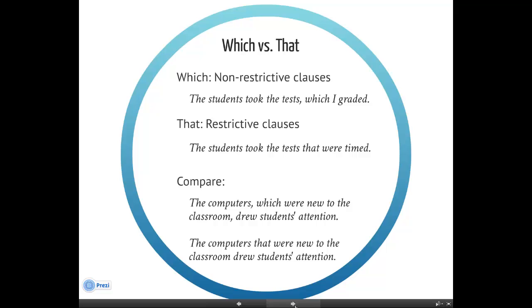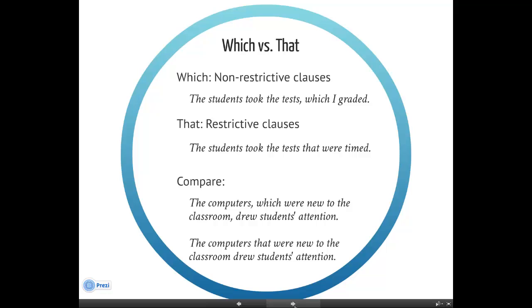Which versus that. The pronoun which is used in non-restrictive clauses. A non-restrictive clause is a series of words that modifies a noun but does not restrict the meaning of the noun. For example, the students took the tests, which I graded. In this case, which I graded is sort of an add-on. It's added or incidental information. Note that a non-restrictive clause is always preceded by a comma.